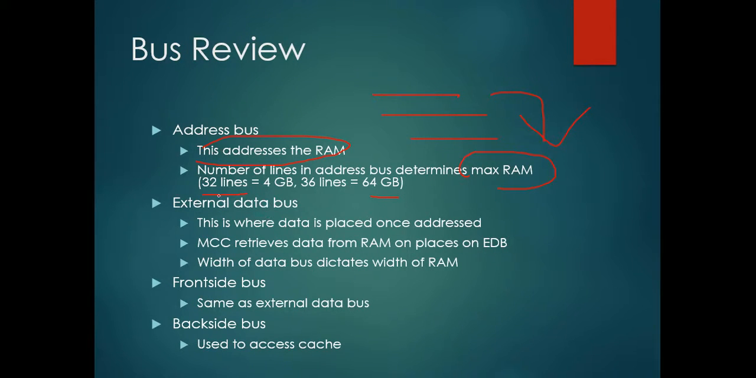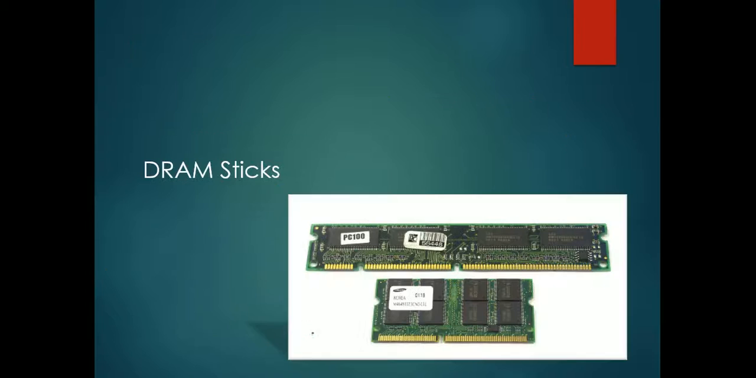And the external data bus is also there, we call it EDB, and this is where the data is placed once addressed, as you saw in the MCC. This MCC receives data from the RAM, and it is placed on the EDB, and the width of the data bus dictates the width of the RAM. Then we have the FSB, the front side bus, very important to know. These are the same as the external data bus, and we have the backside bus. This is used to access the cache.